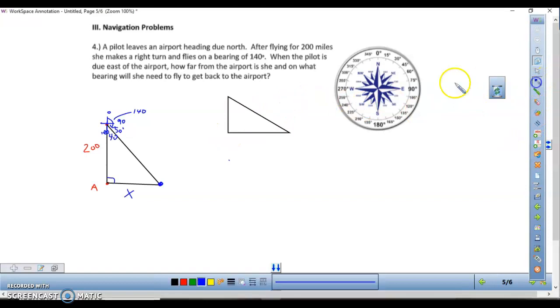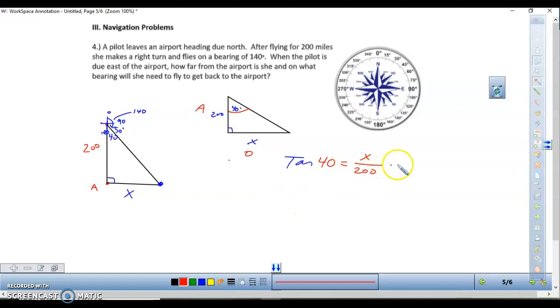We just have a right triangle. I figured out that this was 40 degrees. I know that this is 200, and I want to find this, x. Again, not super creative, right? This is another tangent problem. Relative to this angle, this is opposite, and this is adjacent. So we'd say the tangent of 40 degrees is equal to x over 200. And when I multiply 200 by both sides, I get x is equal to 200 times the tangent of 40.